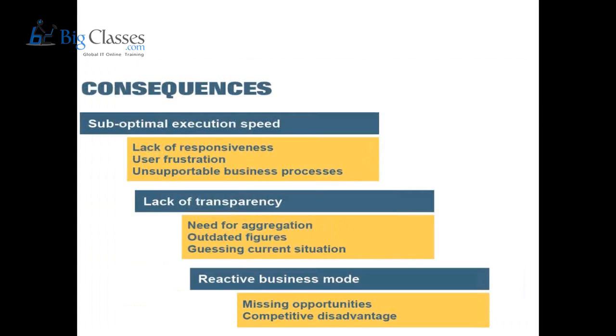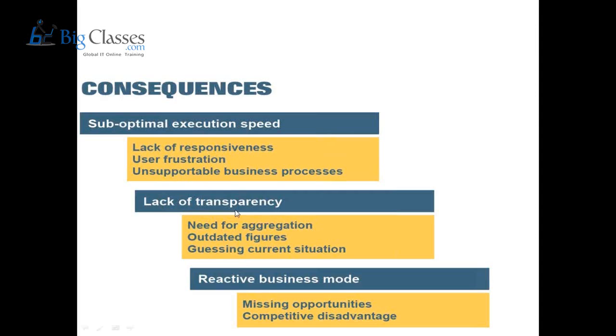So what are the consequences that led to this one? One is suboptimal execution speed. We spoke about this, but I'm doing a quick recall. Generally the customer gets frustrated because when you try to hit some queries on big tables, the data gets pushed into your system cache, and your system cache is now totally occupied with the data. Then when you try to process your queries, there is not enough space to process them, and the system gets slowed down. So that is suboptimal execution speed, lack of responsiveness, user frustration, unsupportable business process.